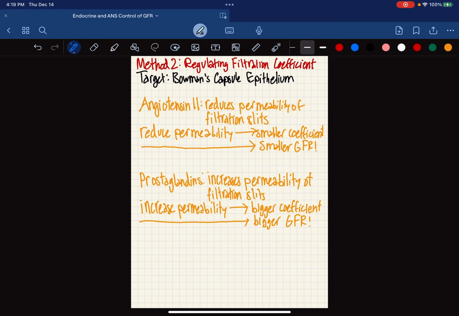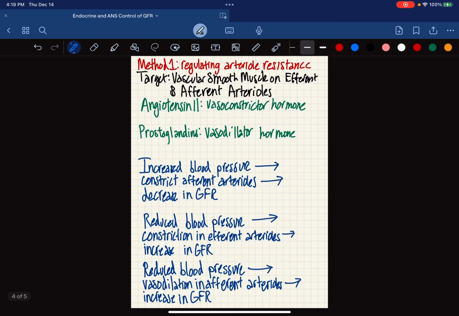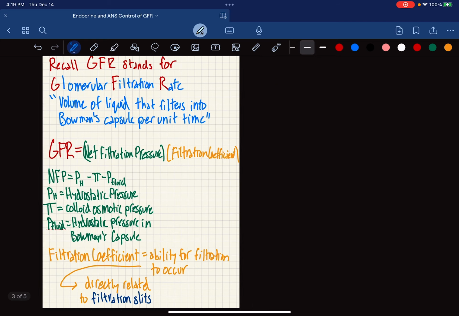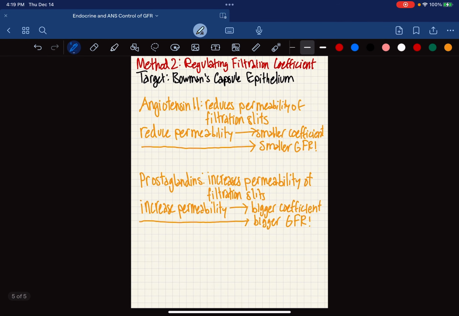Now, prostaglandins, they increase the permeability of filtration slits. If it's easier to pass through and easier to permeate, then that means you'll also have a bigger coefficient, which leads to a bigger GFR. Likewise, just in case we forgot, the GFR is a product of both the filtration coefficient and the net filtration pressure. So if we increase permeability, we increase the coefficient, which therefore increases the GFR.